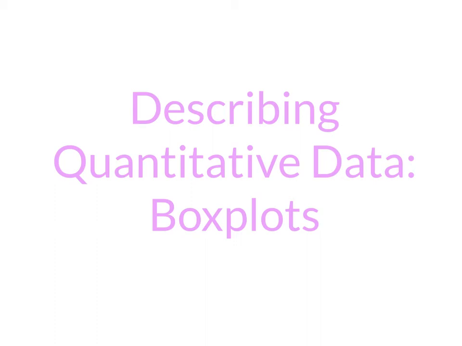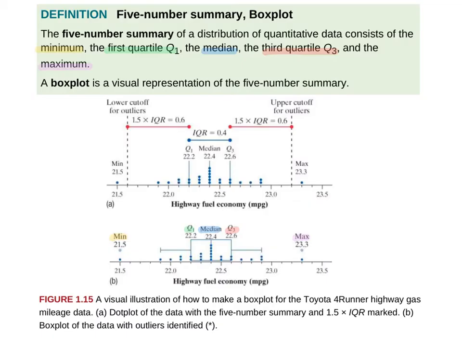In this video, we're going to talk about describing quantitative data with boxplots. Building on the information that we talked about in our last video, which had to do with quartiles and the interquartile range, that's something that we call a 5-number summary. That includes a minimum and a maximum, the first quartile, Q1, the median, and the third quartile. Visually, to represent that, we create something called a box plot.